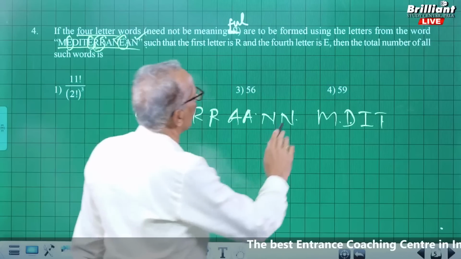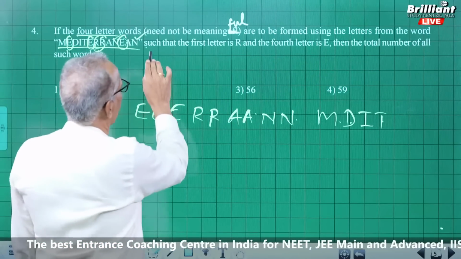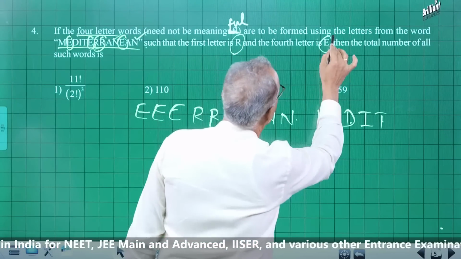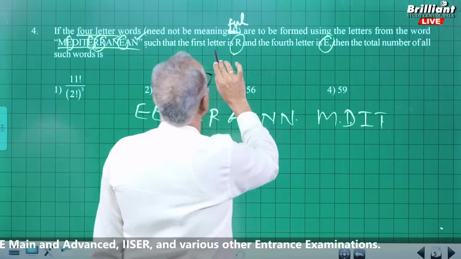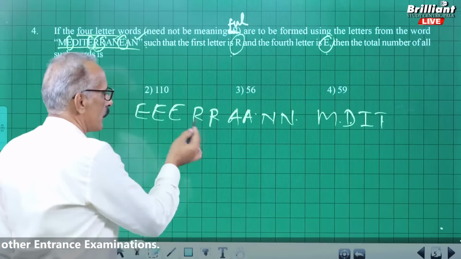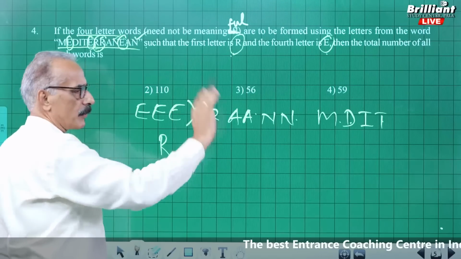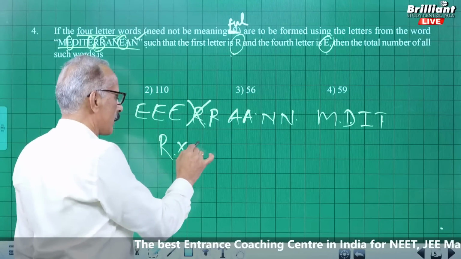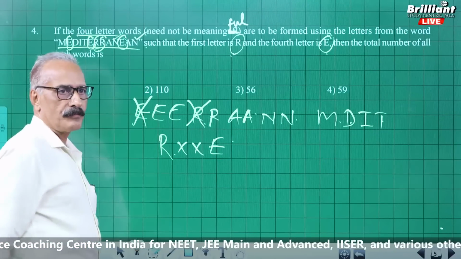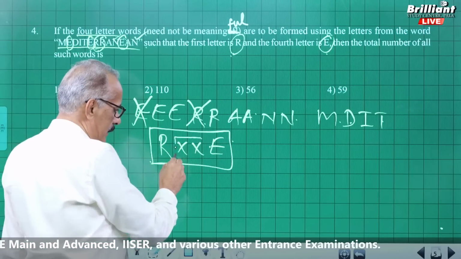Now what do we want? Words are formed using the letters of the word such that the letters R and E are fixed: the first letter is R, the fourth letter is E. Wonderful. First letter is R, I take R, so I have removed this R from the group. And for the 4-letter words, the last is E, so I removed E also from it. And this is the 4-letter word. Now the cases come.